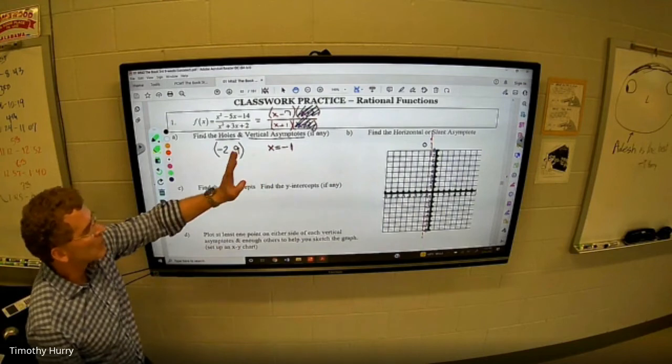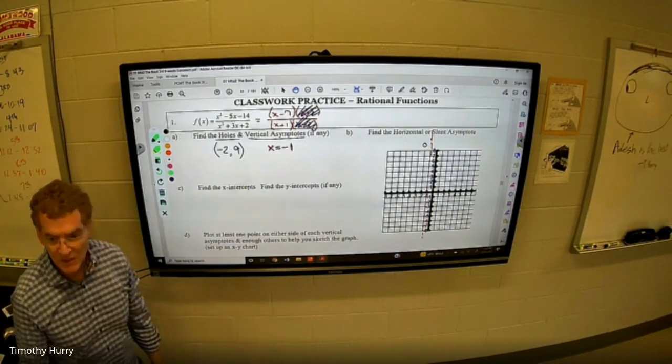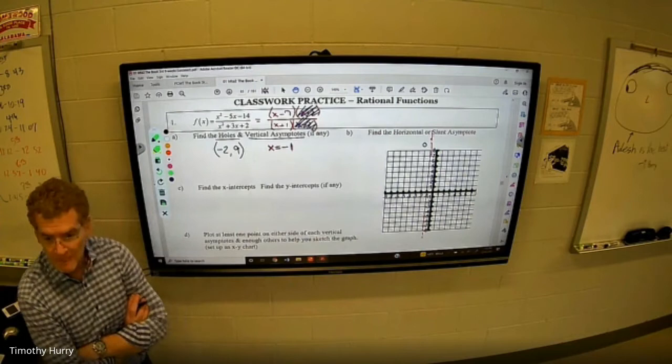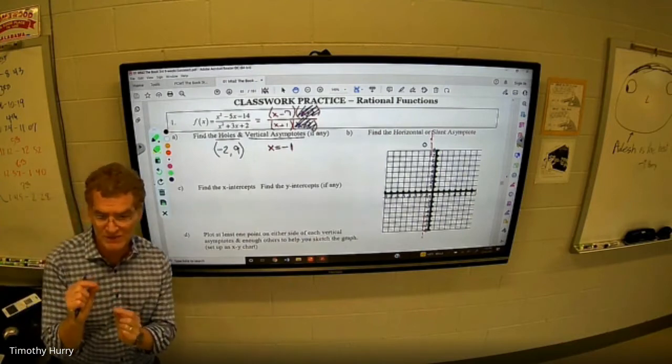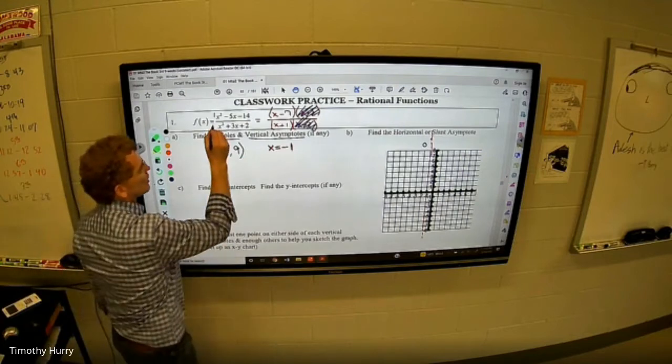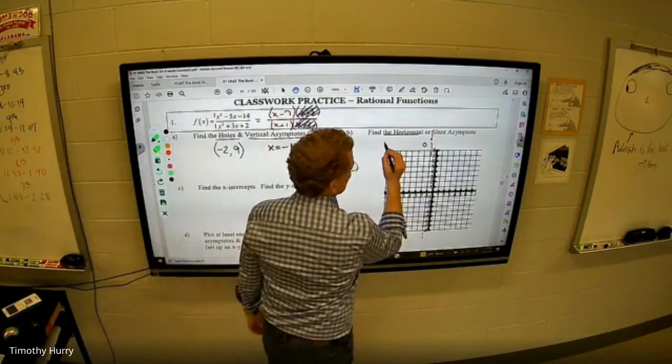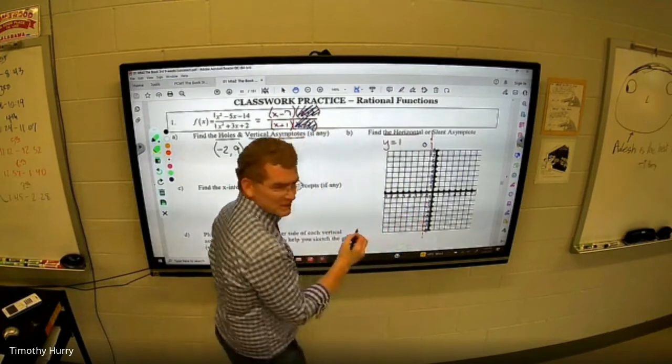All right, now, what about horizontal asymptotes? Does this have a horizontal? Yes, because the power is not bigger on the top. What is the horizontal since the powers are the same? y equals 1 over 1. So the horizontal is y equals 1. What does y equals 1 look like?